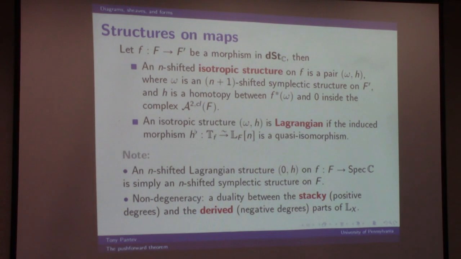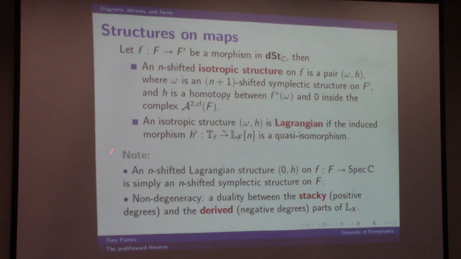An isotropic structure is Lagrangian if, when you contract the relative tangent complex for the map, so that's like the normal bundle for the map, then you get the cotangent complex for the source shifted by n. And there is an interesting feature that appears here, which is that these non-degeneracy conditions are interchangeable. So Lagrangian and symplectic structures in this shifted world are really the same thing if you put them in the right context. You can develop the full theory just by talking about Lagrangian structures without mentioning non-degeneracy of symplectic forms, or you can do it the other way around.